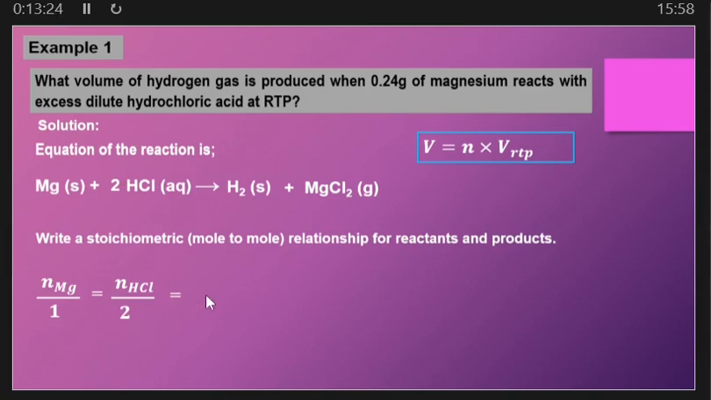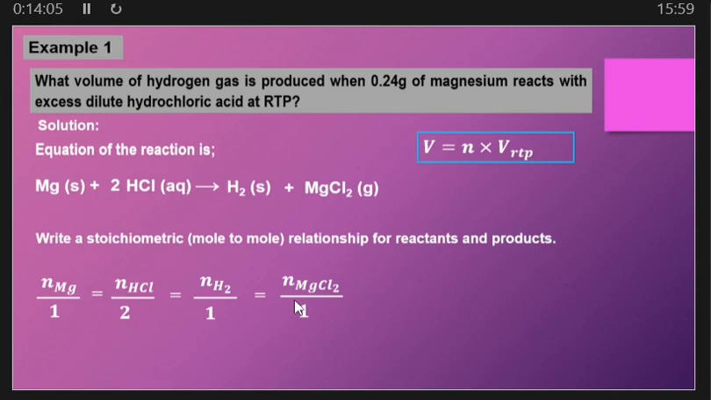Then equals number of moles of hydrogen gas over 1, because we do not have a number here, which simply means we only have 1 mole of hydrogen gas. This is also equal to number of moles of magnesium chloride over 1, because we only have 1 mole of magnesium chloride.